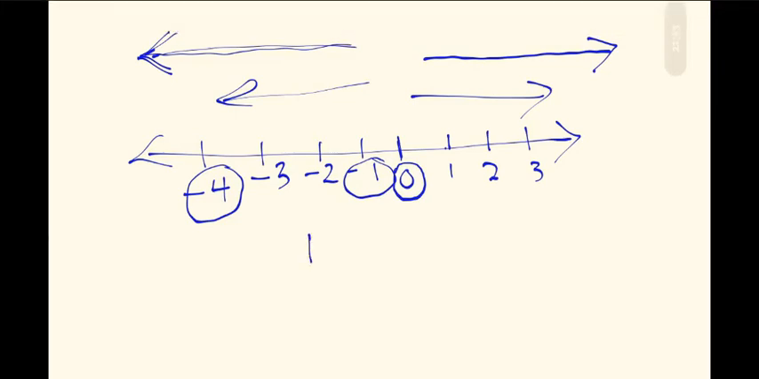Okay, we can say that 1 is smaller than 3, or 1 is less than 3. And we can also say that 3 is bigger than or greater than 0.